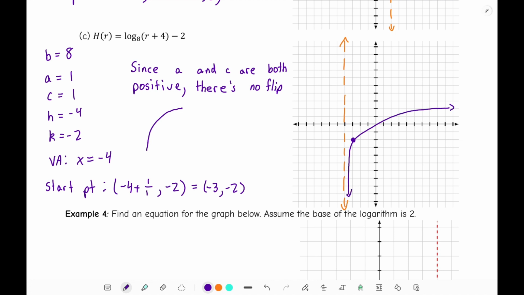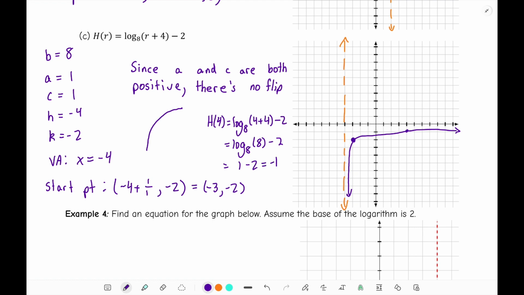Now this one I probably could have done, like if you plug x equals 4 in, you should get negative 1. So I'm really missed here, it would look like this. So again, h of 4 is log base 8 of (4 plus 4) minus 2, which is log base 8 of 8 minus 2. Well, 8 to what power is 8? 1. So 1 minus 2 is -1. And that's how I got the point 4, -1. So that's how you can graph logarithmic functions.